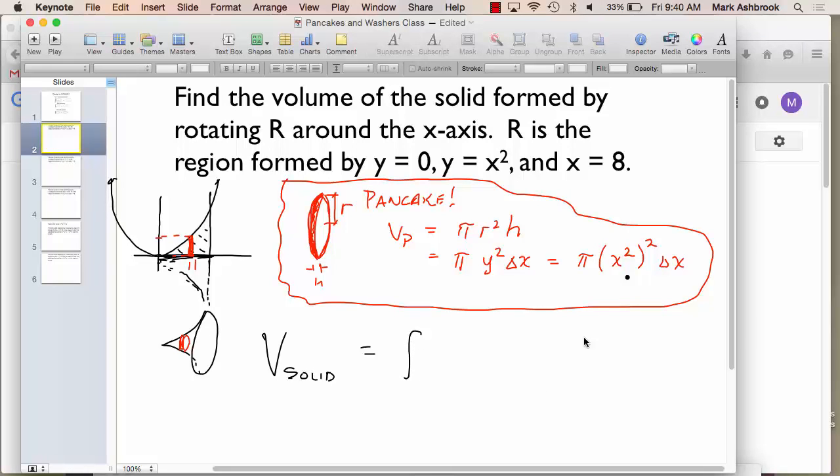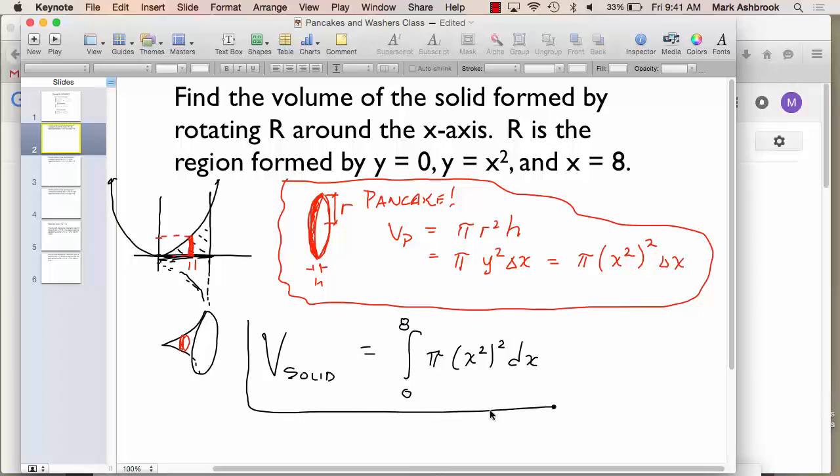the sum of all our pancakes, right? It will be pi, and as they get very, very thin, okay, that's going to be from the first little element at x equals 0 to the last element at 8. Done. Again, easy integral. You can do that in your sleep.